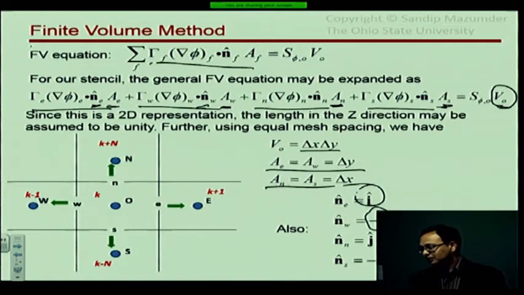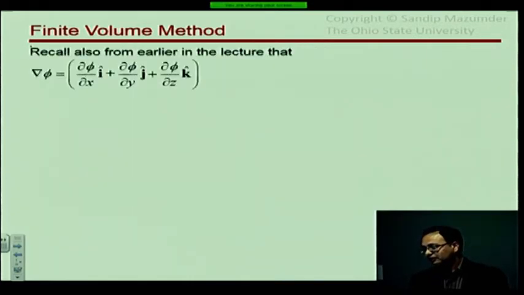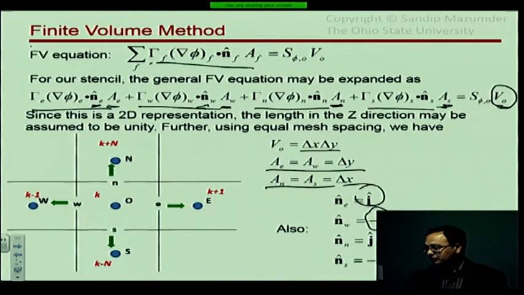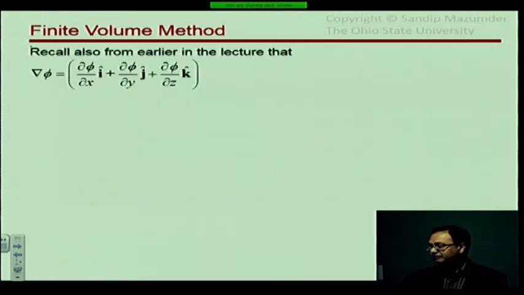So now we take all this information and plug it into that equation. Okay, grad phi shows up in each of these terms. So grad phi at the eastern face would be simply d phi dx at the eastern face times i plus d phi dy at the eastern face times j, and so on.